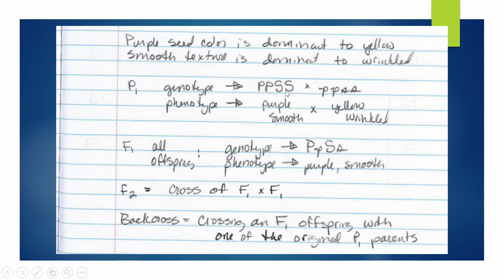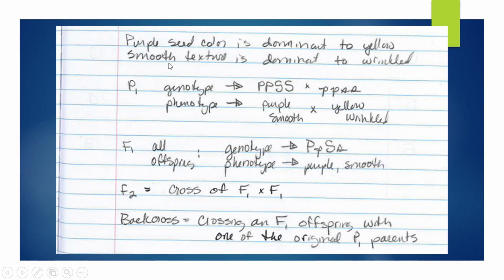So one homozygous dominant parent crossed with one homozygous recessive parent. So the phenotype then is purple, smooth, crossed with yellow, wrinkled. So this was the P1 generation cross. We do not see those ears of corn. I do not have those ears of corn for you, but you do need to know that in order to get to the F1 offspring, we had to have had the P1 that was purple and smooth crossed with yellow and wrinkled, and they were pure breeding individuals.